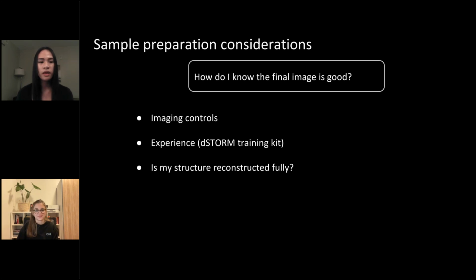And then the last question: is my structure reconstructed fully? This goes back to what I was mentioning earlier, where you want to make sure that you have fluorophores that are compatible with dSTORM, so they have a low duty cycle and a high photon count. And you also want to make sure that you have a high label density so that you don't have any gaps in your structure when you're imaging.